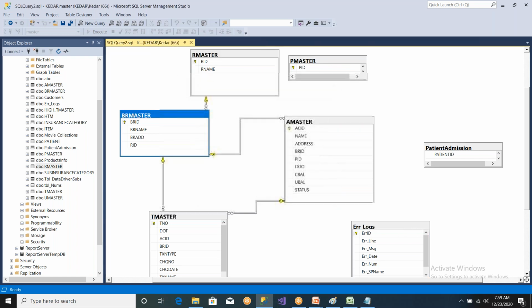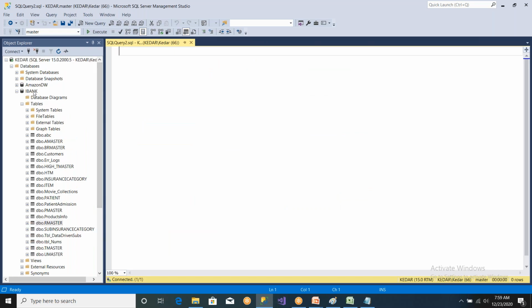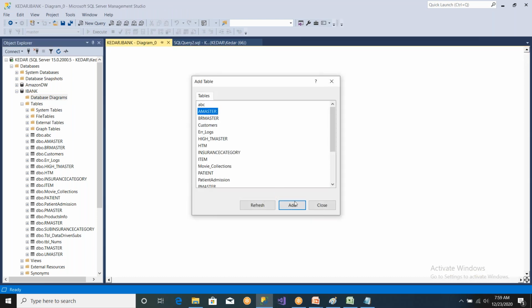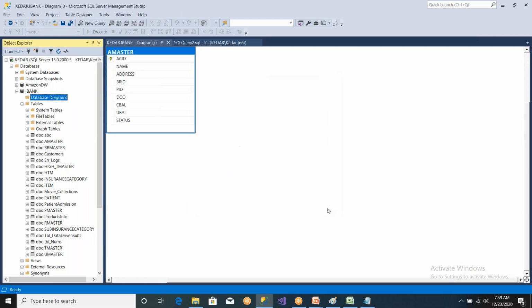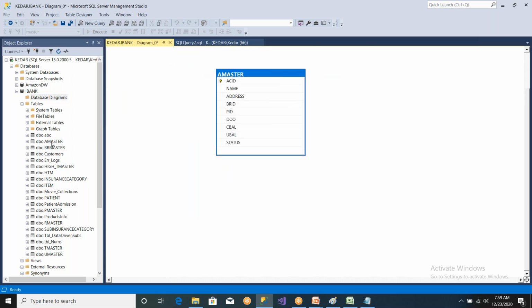You simply go to iBank and any database. Right click on this, a new database. You take only one table and add, then close this. Then you will have this. Then simply drag and drop.